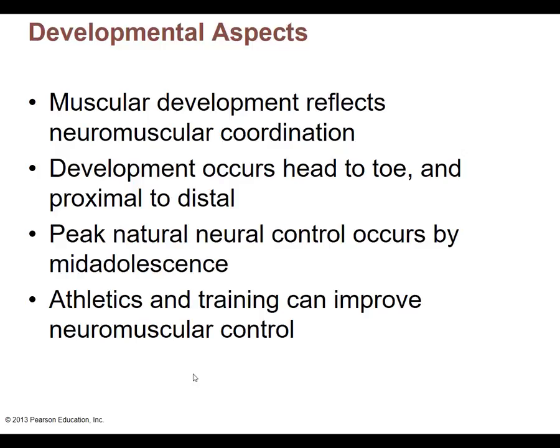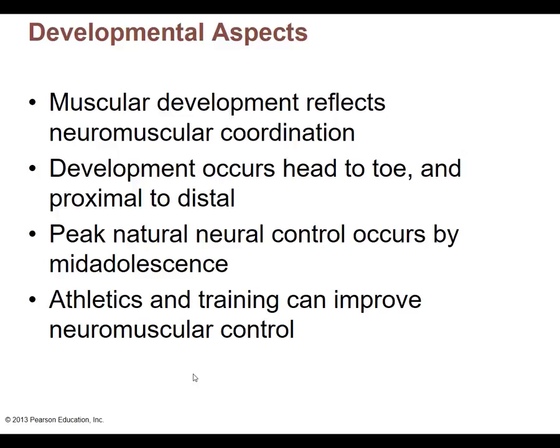Now, the peak natural neural control occurs by mid-adolescence, the teenage years. So as a kid, you don't always have full control of your muscles. Maybe you feel like you run around like you've got two left feet and you're tripping over yourself. In the teenage-ish years, whether it's early or late, you should be able to start controlling those muscles. And athletics and training always help improve any of that neuromuscular control.